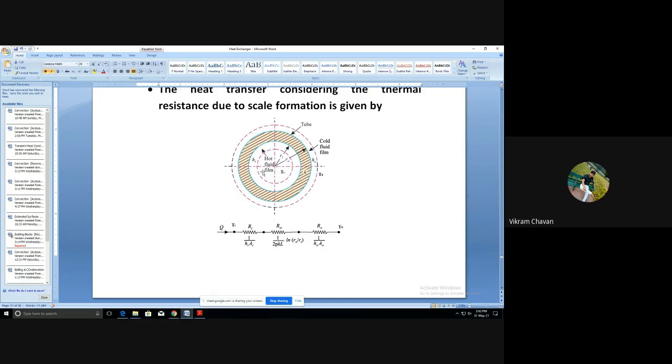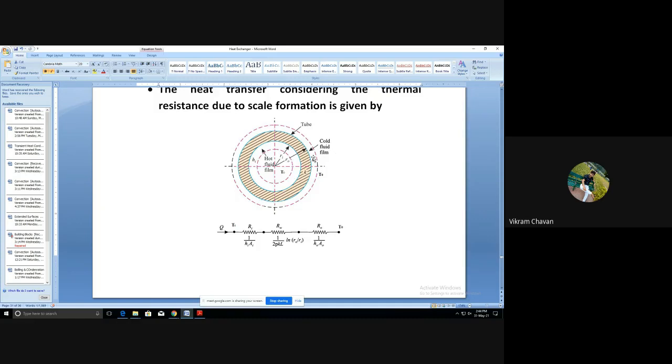Here the first resistance is for the convection of heat from the inner fluid to the inner surface, so that will be 1 upon Hi multiplied by A suffix I. Then heat will be transferred within the thickness of the wall, and the resistance offered by the cylindrical wall will be ln of R naught divided by Ri, divided by 2 pi KL, where R naught is the outer radius of the tube, R suffix I is the inner radius of the tube, K is the thermal conductivity, and L is the length of that particular tube.